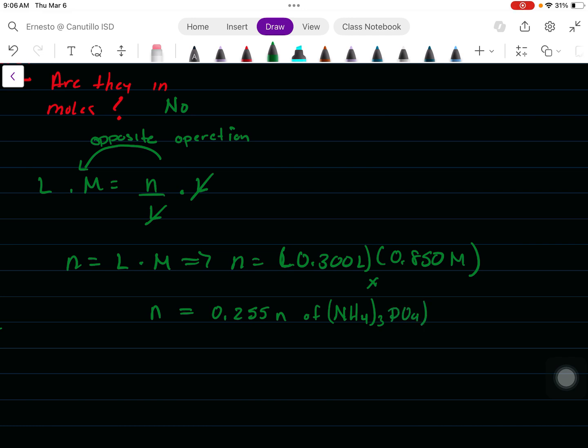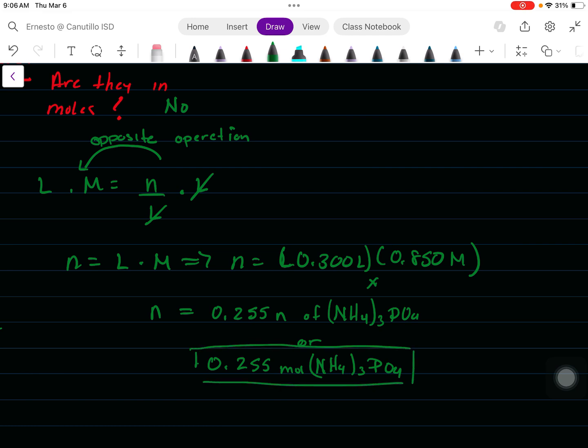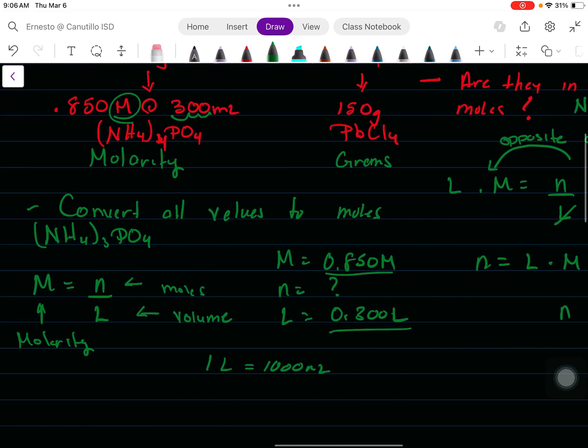Now, this can be written as moles with the N, or if you want to match the mole ratio, you can write it as 0.255 moles of ammonium phosphate. Do you see how now it's starting to look more like the mole ratio? That's what we want. So let's go ahead and box this in, and we'll come back to it in just a minute. If you need to, pause the video, catch your breath, and we'll keep working.